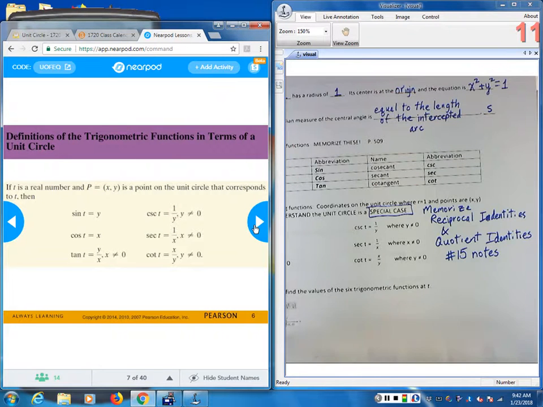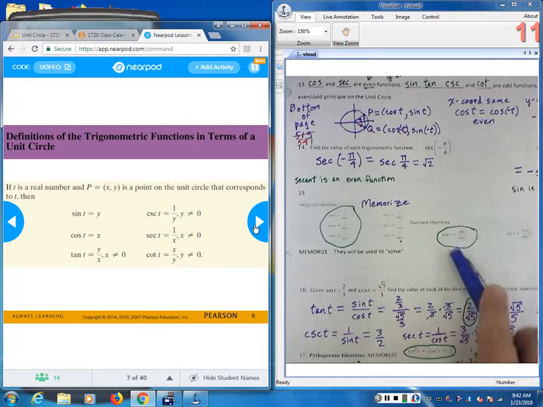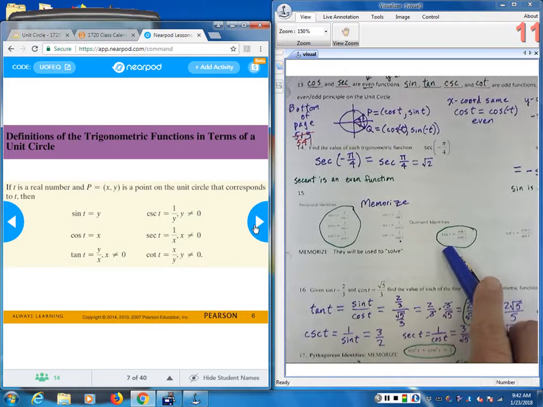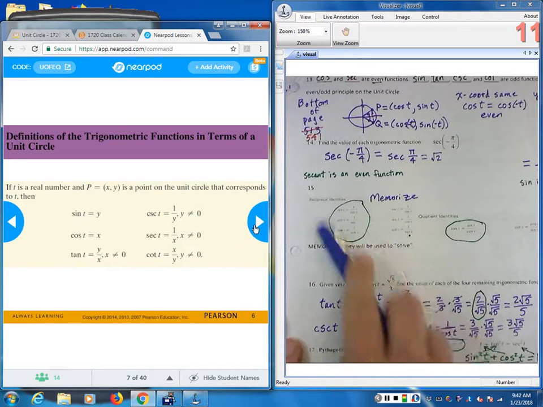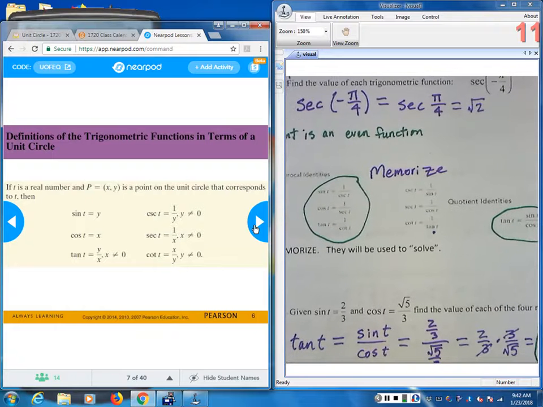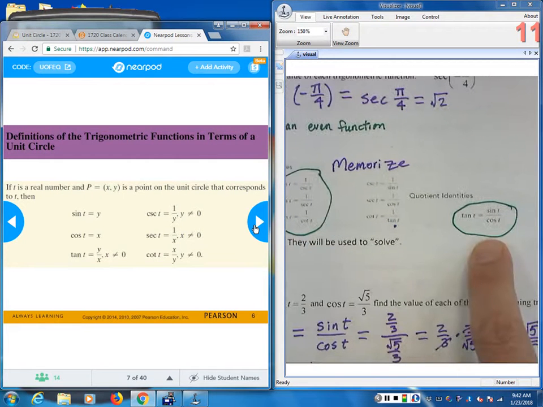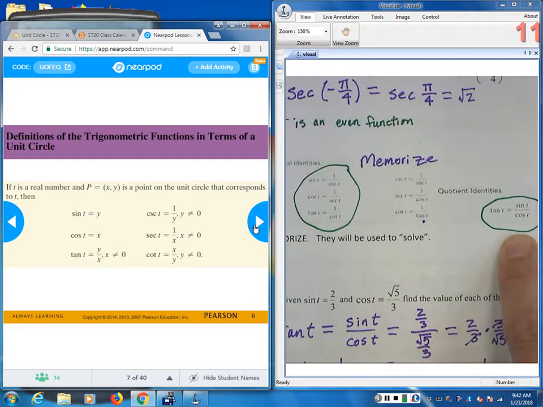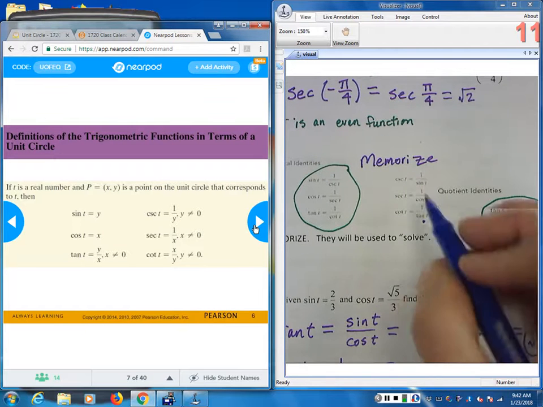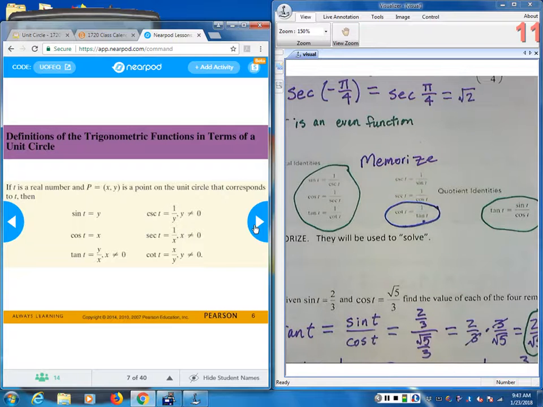So number 15 says, memorize, and it's hard to read up here because it's so faint, but I just memorized this one that I circled. If you memorize these three and this, you got it. Oh, I also memorized this one. Well, no. Yeah, I guess I'd use that one too.